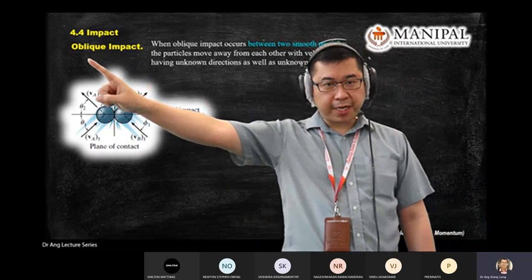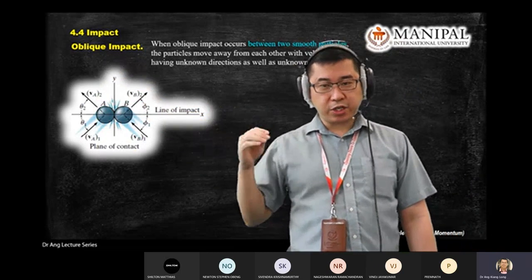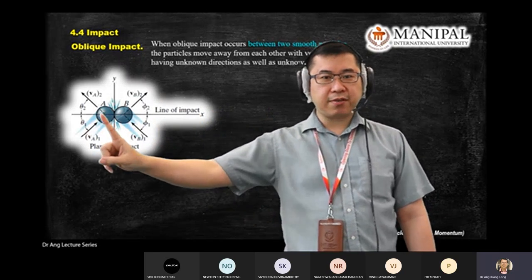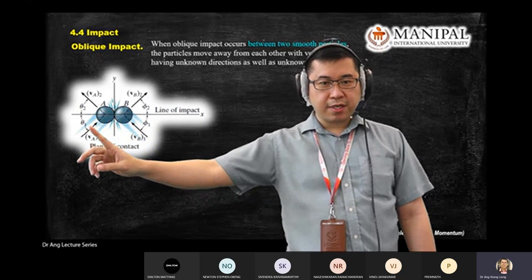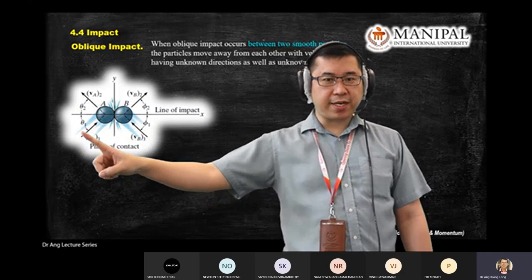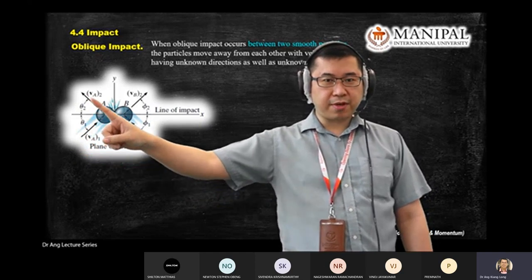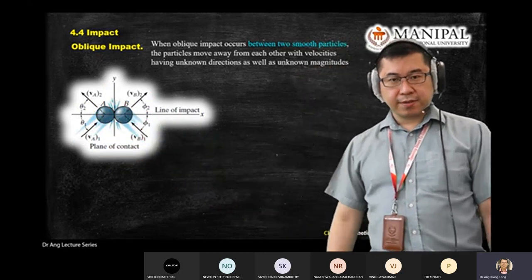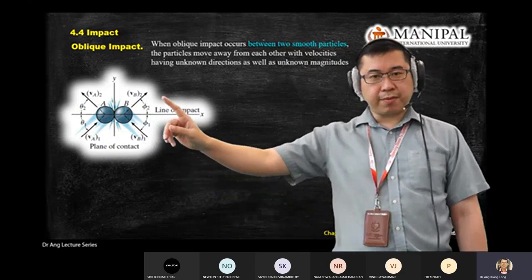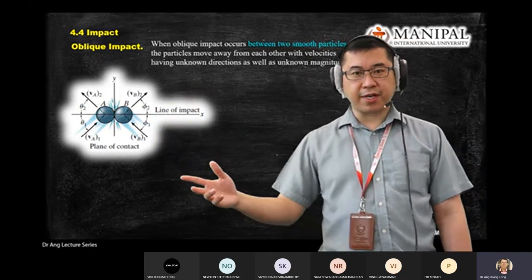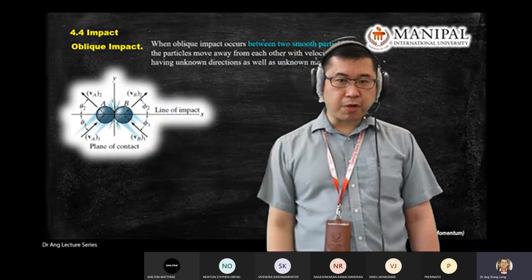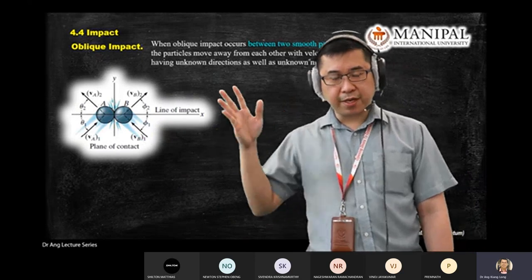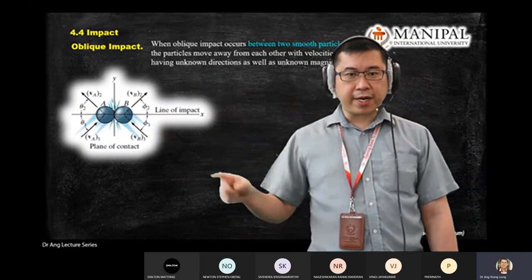Okay, if you solve oblique impact, the additional step is that you split all this velocity magnitude into x direction and y direction. Same with the velocities of A and B after, also x and y direction. All right? You know how to do that before in statics already. So it should be no problem for you. You only need to see the problem here as x direction and y direction.